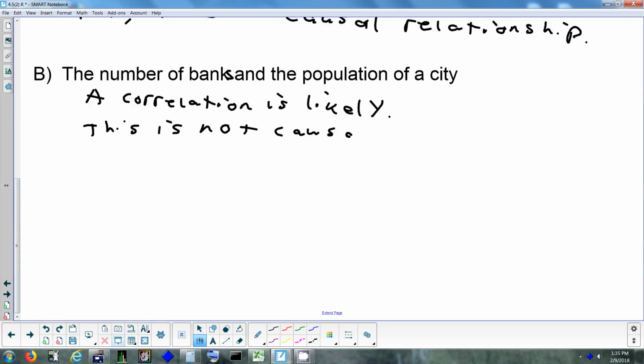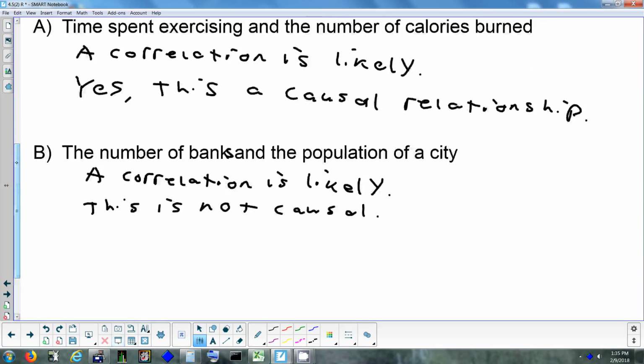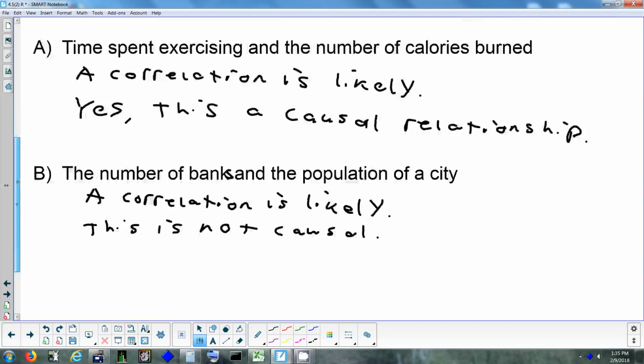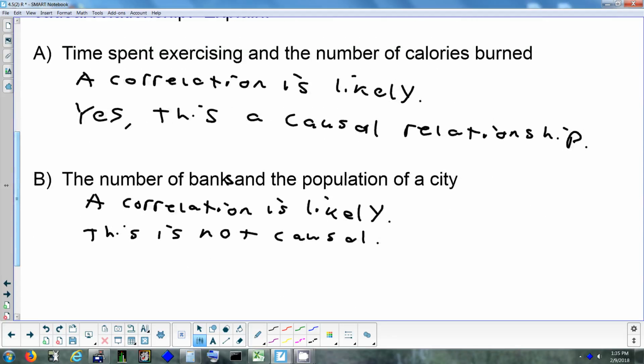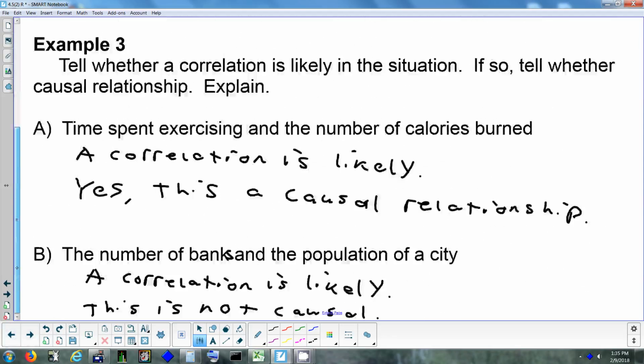I just got it, guys. Does everybody see that? Building more banks doesn't automatically make a city have more people. It's like building more schools doesn't automatically mean there are more students, though maybe there's a trend with how many students and how many schools. As soon as you did B, that's when I understood the whole thing. Does everybody have that?